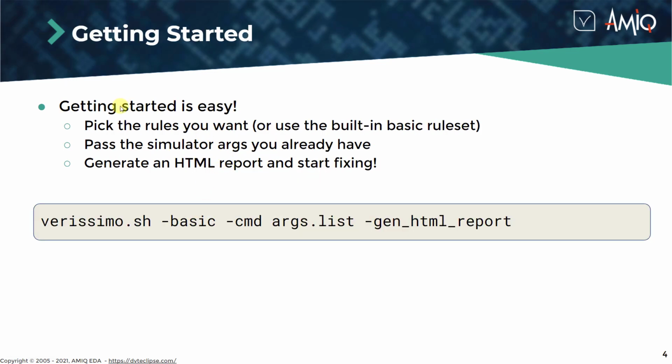So, how about getting started with Verissimo? Well, that's really easy. Just pick the rules you want to enforce from Verissimo's rule pool, or simply use one of the predefined built-in rule sets, and pass your usual simulator arguments on the Verissimo command line. That's it. You can start fixing the failures by looking at the generated HTML report.